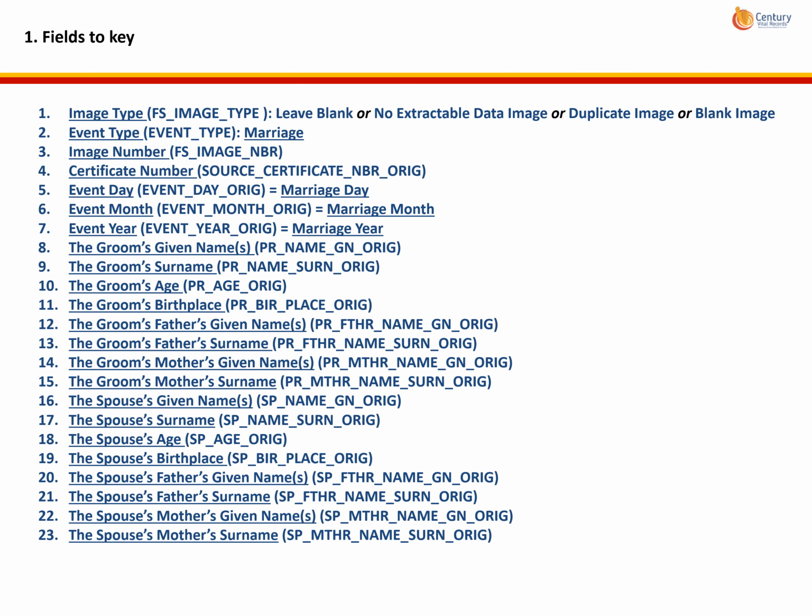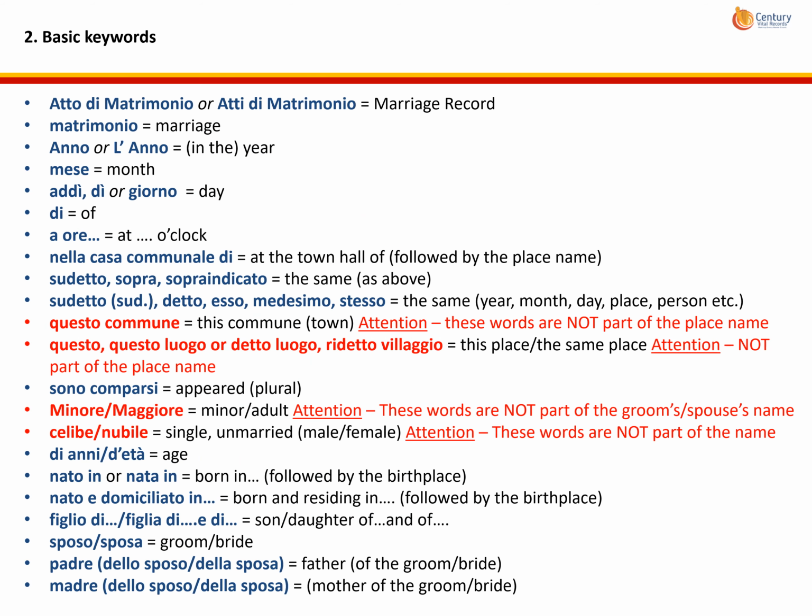The first thing you need to know about indexing marriage records is what information you need to look for on the images and which fields need to be keyed in this project. To help you understand the images more easily, let's start with some basic keywords related to marriage records. Start by going through the keywords listed in this slide.